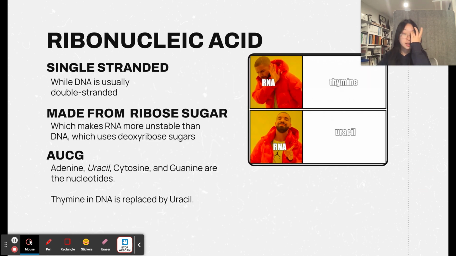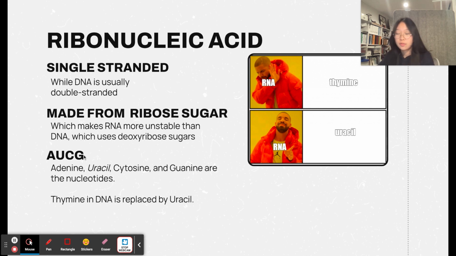A couple of differences between DNA and RNA: first and foremost, DNA, as I mentioned earlier, is double stranded, while RNA is instead single stranded. RNA is also made from ribose sugar, which makes it more unstable than DNA, whereas DNA uses deoxyribose sugar, deoxy literally meaning removal of oxygen.